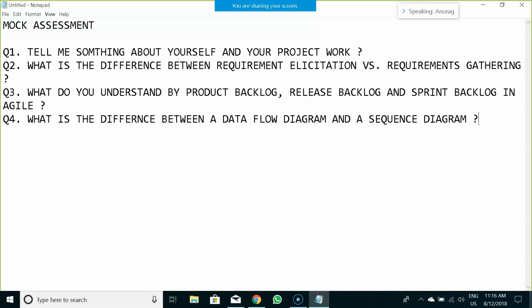Yes, absolutely. So what happens essentially is, in a data flow diagram, you could read it from any part. But for a sequence diagram, we have a sequential method to follow in order to understand the flow of the sequence in that particular diagram. So that's the major difference.